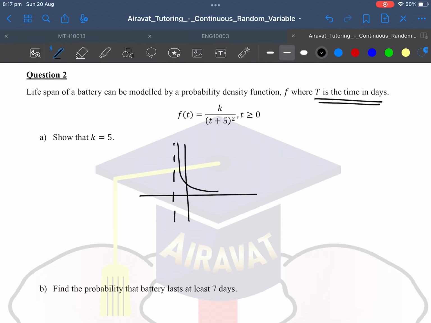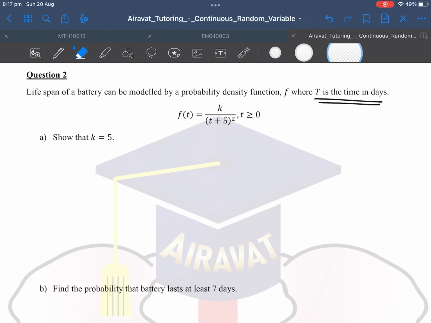So like that, there's an asymptote, and like this. You can see that this truncus just keeps going on forever, and what we have to do is to show that k equals 5. Now we are given our domain here, t is greater than or equal to 0.